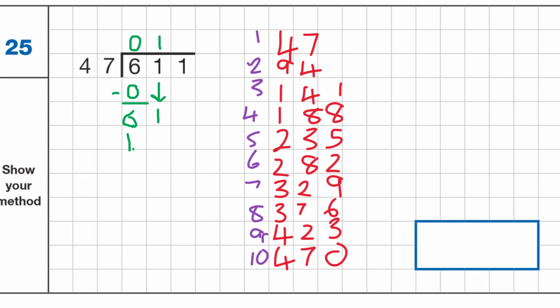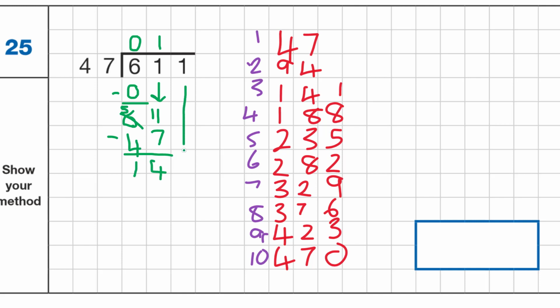47 times 1 is 47. And then I subtract it to find my remainder. And I can subtract just like I would any other subtraction. So 1 take away 7 I can't do, I need to borrow from there, that becomes a 5. 11 take away 7 is 4, and 5 take away 4 is 1. So my remainder is 14.